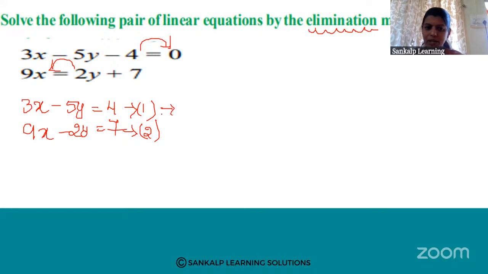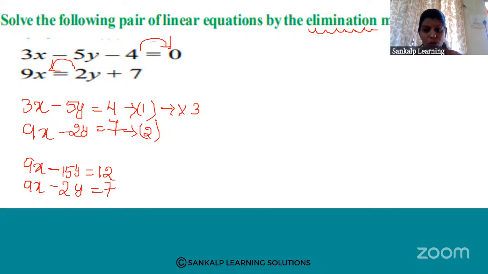Here what I will do, I will multiply the equation by 3. If I multiply this equation with 3, then what will I get? 3 into 3 is 9. Here also 9x is there. Here also 9x is there. So x and x will get cancelled. So for that, 3 into 3, 9x. Minus 5 into 3 is 15y is equal to 4 into 3, that is 12. Second equation, 9x minus 2y is equal to 7.